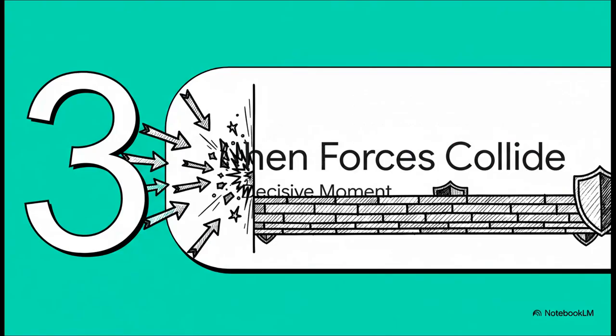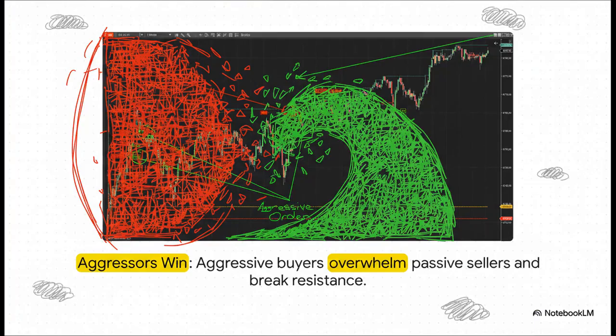Okay, so you've got the aggressors trying to break through and the defenders trying to hold the line. The most dramatic moments, the real story on a chart, happens when these two forces smash right into each other. So here's a case where the aggressors win. You can see those passive sell orders trying to form a wall of resistance up top. But then, a huge wave of aggressive buyers just floods in with overwhelming force. They just chew through all of those sell orders, smash right through the wall, and send the price soaring higher.